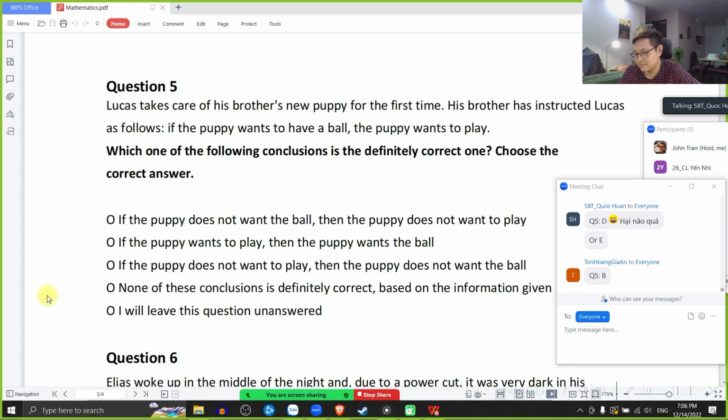We will remove the answers A, B, C. Is it not correct? And it's just the answer D or E. None of these conclusions is definitely correct, I think. I think this is the right answer. Anyway, because why? All of these answers contain loopholes in logic. Tất cả những cái câu này nó đều chứa cái loopholes, cái lỗ sai, cái lỗ hổng về logic. Loophole in logic.